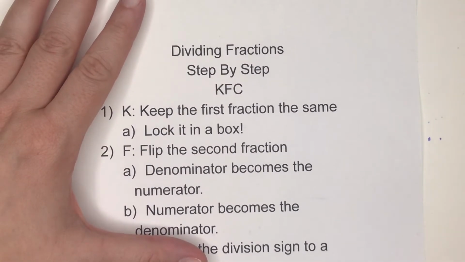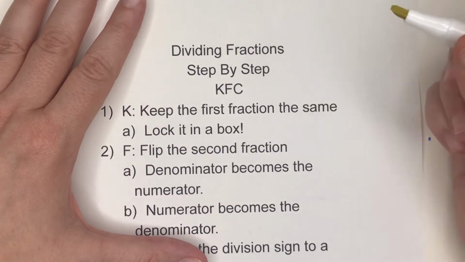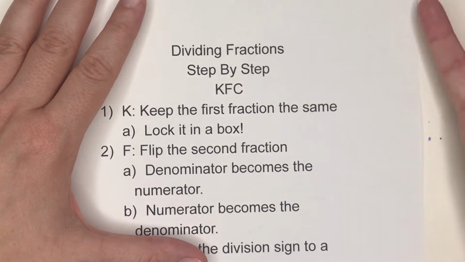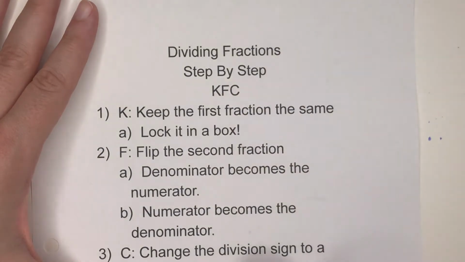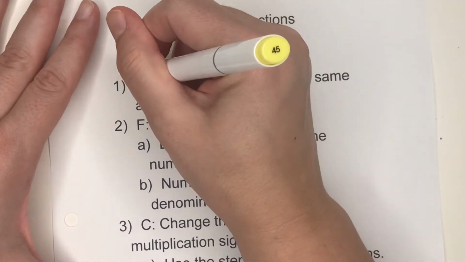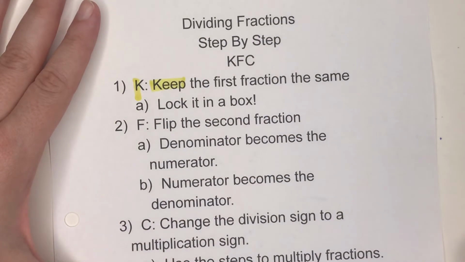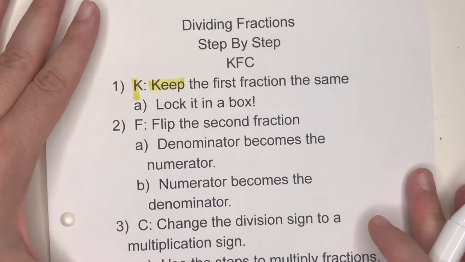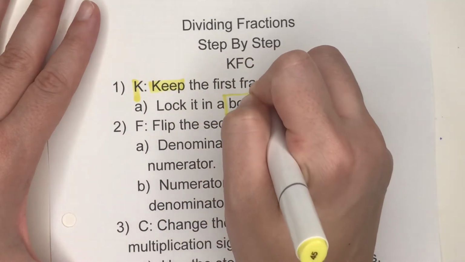All right, so our step-by-step process for dividing fractions is simply labeled as the KFC method. Each letter in KFC, while it makes you think of chicken, you're actually going to be using in your first couple of steps. So your first step is K, and K stands for the word keep: keep the first fraction the same. Do not change it. You're actually going to lock it in a box.